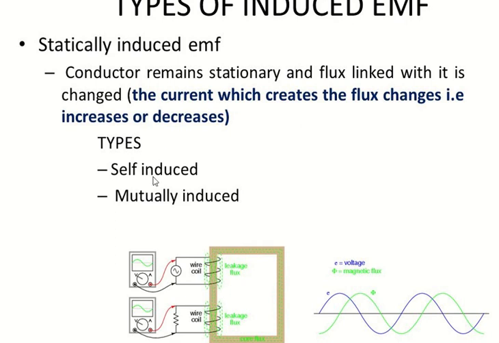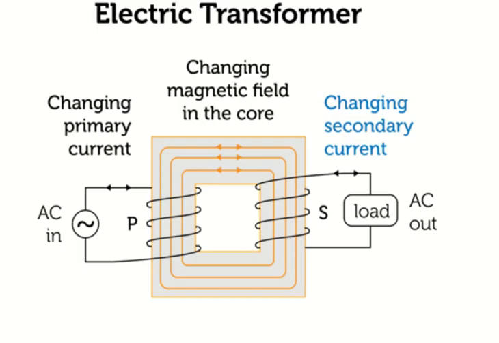We have studied two types, self-induced and mutually induced EMF. We have already discussed what is self-induced EMF. Next, in this video we will see what is mutually induced EMF. One example of mutually induced EMF is the electrical transformer. Because you are applying current on one side, the primary side, there will be a flux linkage and an EMF is developed in the secondary side. This EMF is developed in the secondary coil due to the principle known as mutually induced EMF.